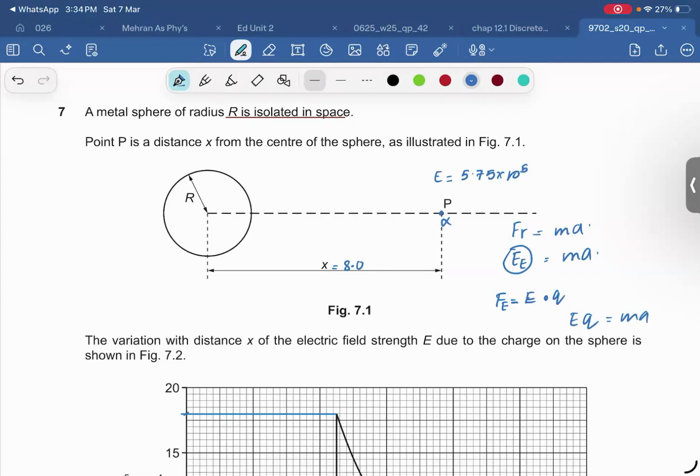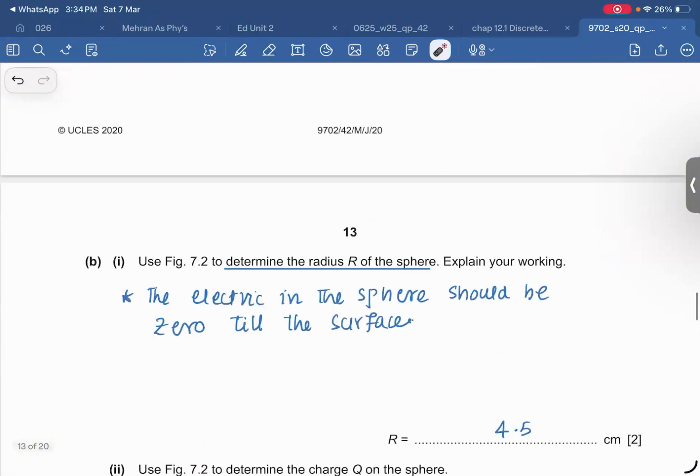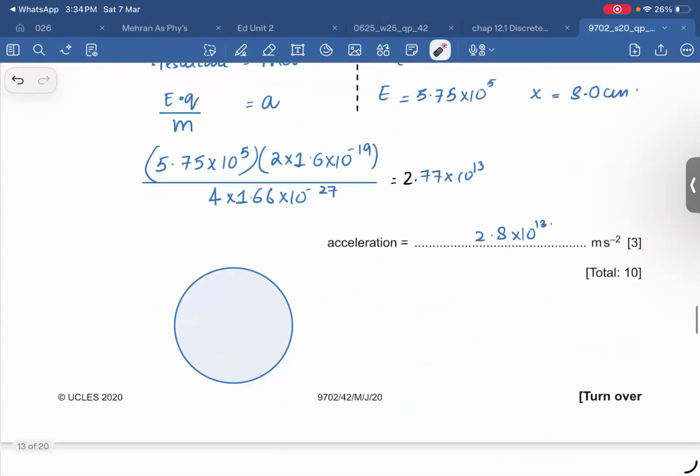Does that make sense? Yes, sir. And then just make Eq over m the subject and you will get a, right? So now the electric field is what we have taken from the graph. The charge of the alpha particle is 2 times the charge of the electron, which is 1.6 exponent negative 19, and the mass of the alpha particle is 4 times the unified atomic mass, which is 1.66 exponent negative 27. So you just need to put in the values and solve. Understood? Yes, sir. Okay, that's done.